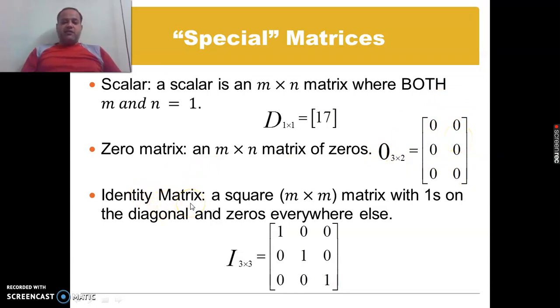Identity matrix: it is a scalar matrix whose diagonal elements are ones. Here we see that this is a scalar matrix. All off-diagonal entries are 0, diagonal elements are equal, and all diagonal elements are ones. So this is the identity matrix.